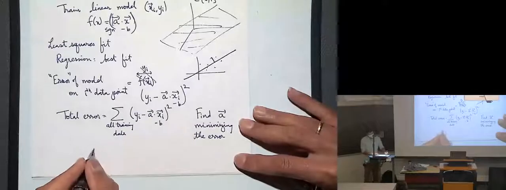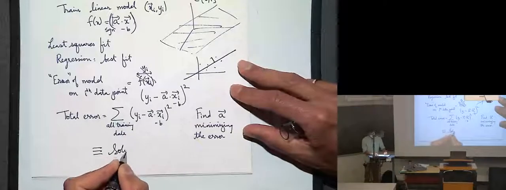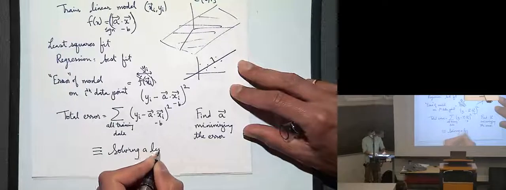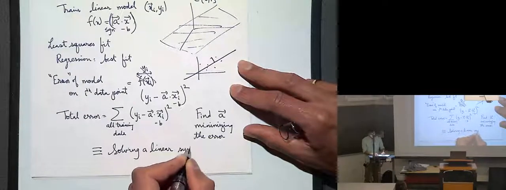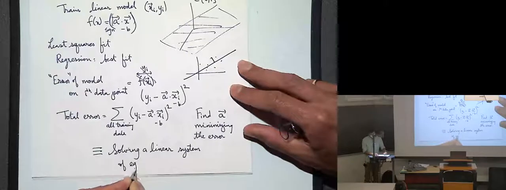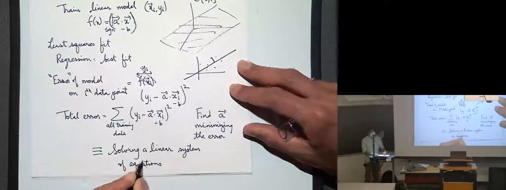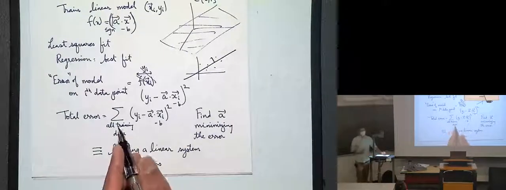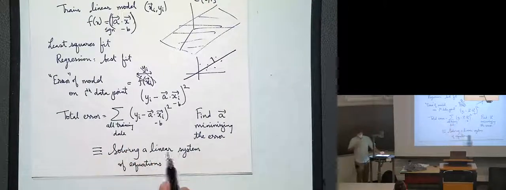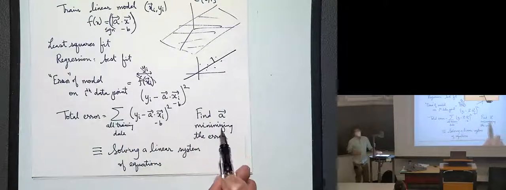I thought I'd do it, but I don't want to do it in the last 5 minutes. This is equivalent to solving a linear system of equations. It means that if I do some calculus, I can differentiate this expression with respect to my variables. If I do the differentiation, I write out what I get, a linear system. It's actually not very hard to write out the linear system. And you get a system of linear equations.